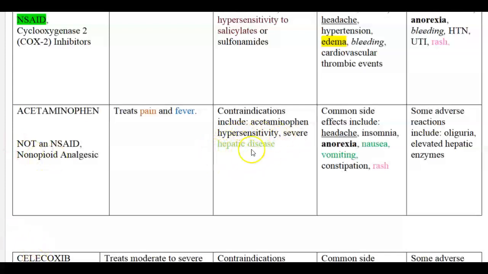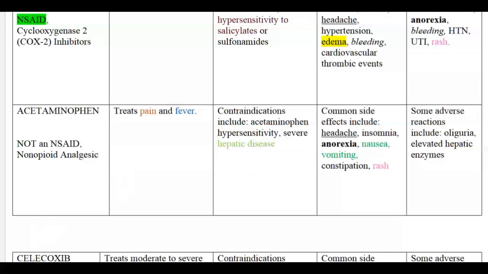Another thing here, the student has highlighted or made a different color, hepatic disease. Hepatic, you see that HEPA, you should think liver. So acetaminophen can cause issues with the liver. So we're going to monitor hepatic enzymes, right? Monitor those labs that represent liver function. Do you know what labs we talked about at the beginning of the semester? Do you remember what the normal values are? If you're rusty on those, you need to review them again and be familiar and comfortable with those.